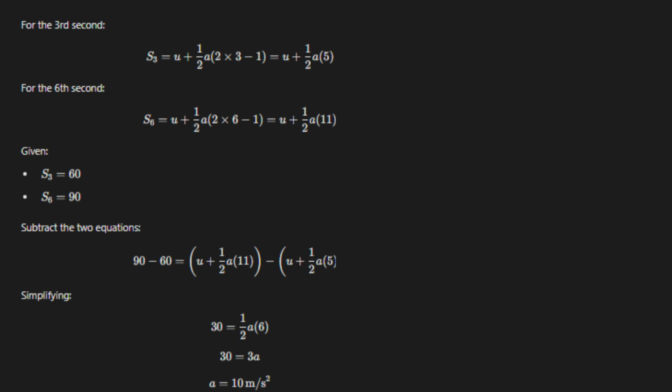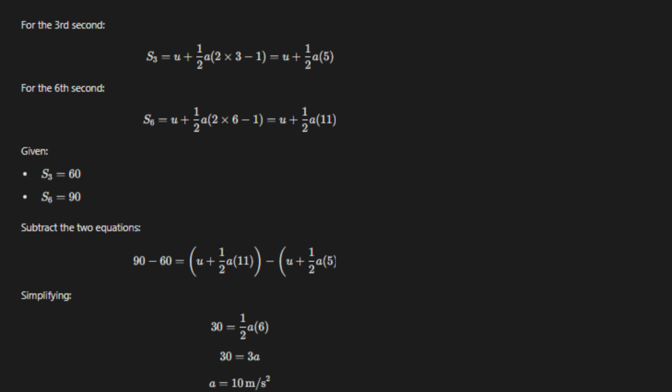Similarly, for the sixth second, when we substitute the values, it becomes 90 equal to u plus 11a by 2. Now, we need to subtract equation 1 from equation 2, which is 90 minus 60, which is equal to u plus 11a by 2 minus u plus 5a by 2.